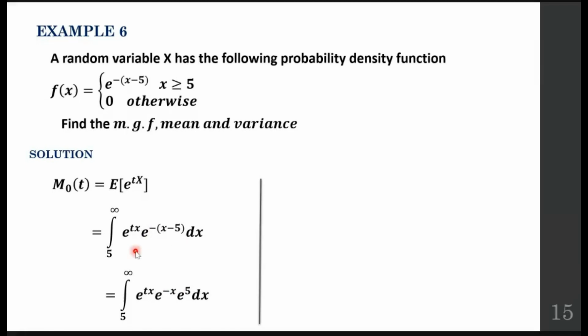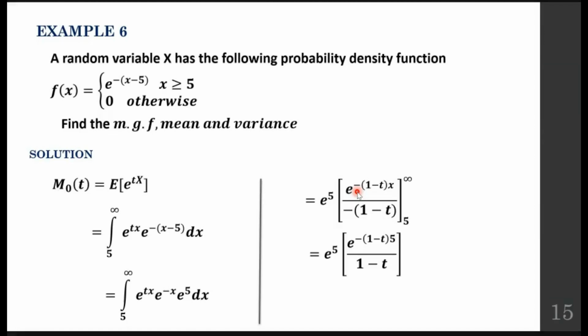So first, I combined only the x terms. Here a term e raised to 5 comes out, because that is a constant. Then I combined e raised to tx and e raised to minus x. After taking the minus again, I have written 1 minus t into x. Always when you have the limits as infinity, because the limits are 5 to infinity, we have to take the e raised to minus term outside whenever we have e raised to function. Applying the upper limit will become infinity, lower limit will become e raised to 5, so we get e raised to 5t upon 1 minus t.